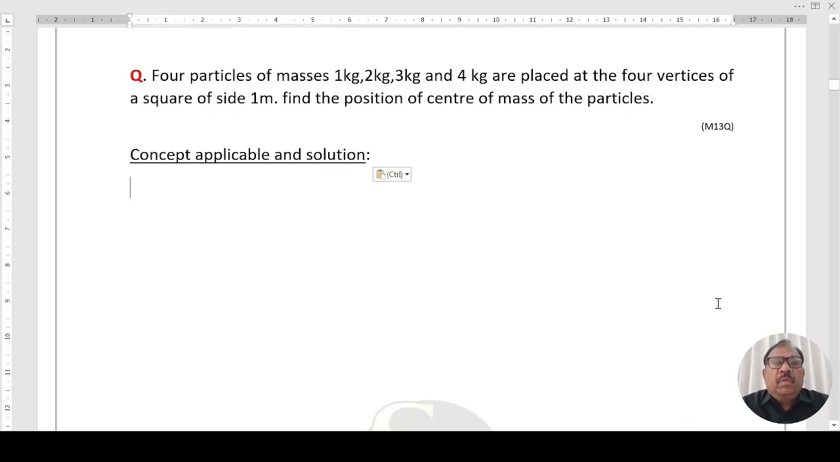Question is, four particles of masses 1 kg, 2 kg, 3 kg and 4 kg are placed at the four vertices of a square of side 1 meter. Find the position of center of mass of particles.